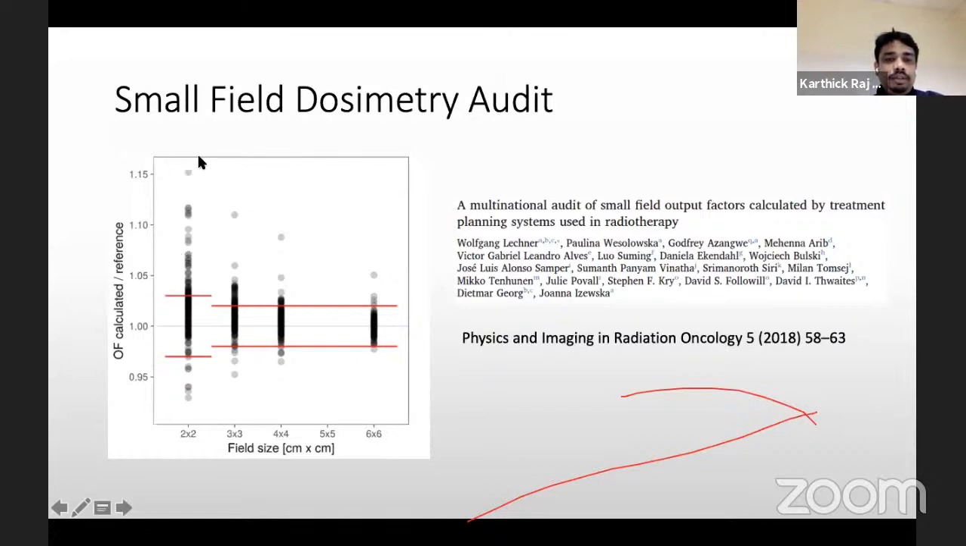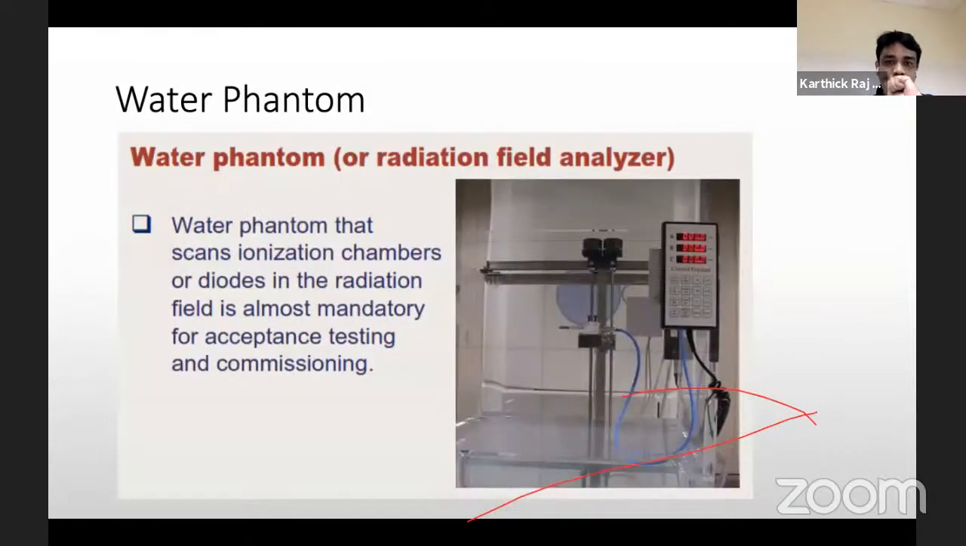This is data taken from all over the world, not only from developing countries like India, but also a lot of data from the US and UK. None of the centers has very accurate data for fields less than 2x2 and 1x1. You can see clearly the deviation going out, more than 5 to 10%. So you need to be very careful about small field data commissioning in the treatment planning system. You need proper equipment to configure the treatment planning system for small fields especially.